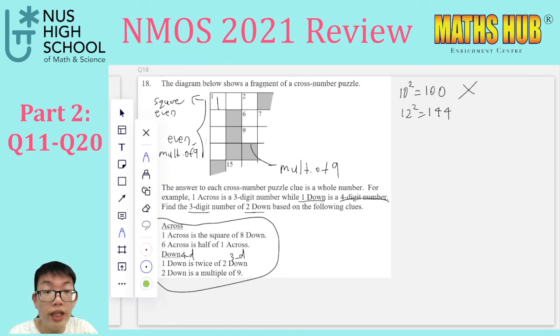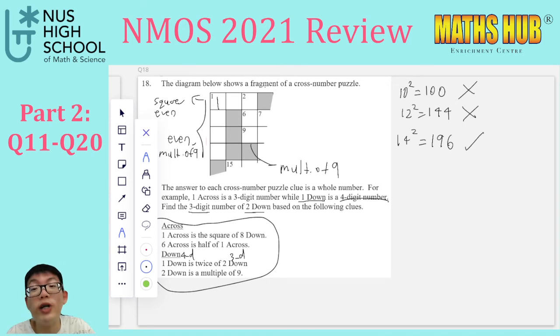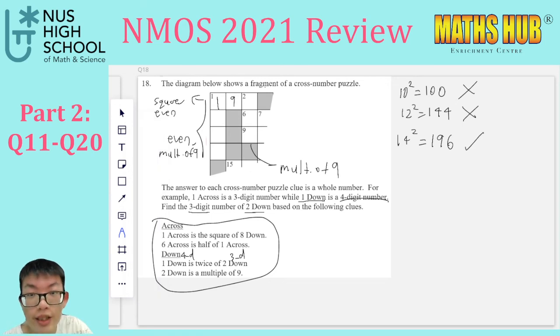So that also doesn't work. We jump ahead. 13 is odd again, so we go to 14, and 14 squared is 196. Now this is kind of our last shot, because we are already going to go past 200, so it better work. And so it should be 196. That's kind of your only chance. And then you see that 6 across is half of 1 across, so I can fill that in as well. This is 98.